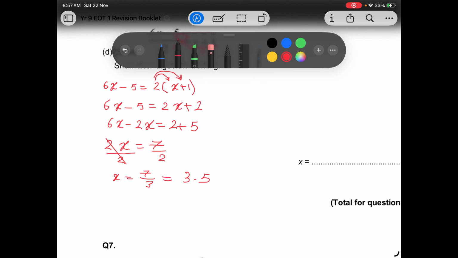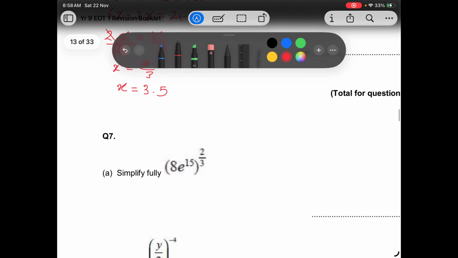For me personally, guys, I don't like to see more than one equal sign in each line, so you can write it again here, or x equals 3.5, which is half of 7, of course.